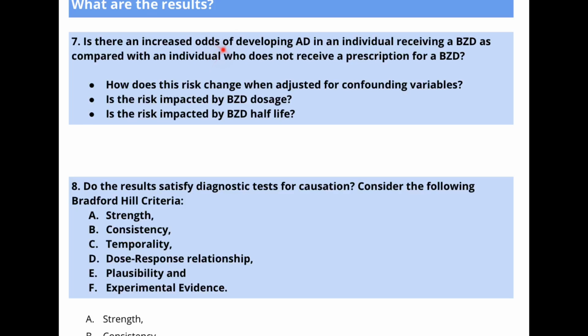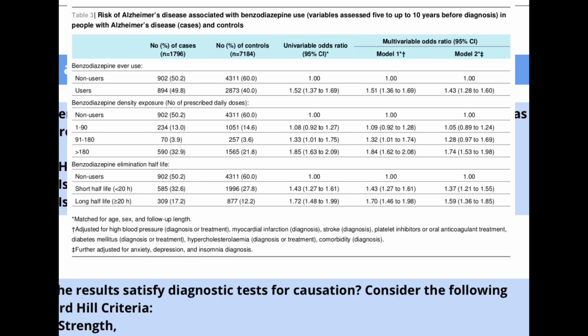Is there an increased odds of developing Alzheimer's disease in individuals receiving a benzodiazepine as compared with those who do not receive a prescription for benzodiazepines? And we ask some sub-questions here. Does it change when adjusting for confounding variables, dosage, or half-life? So we need to look at that table again. So I put the table here, all right? And first, let's cross out anything that we know is not statistically significant because the confidence interval crosses 1.